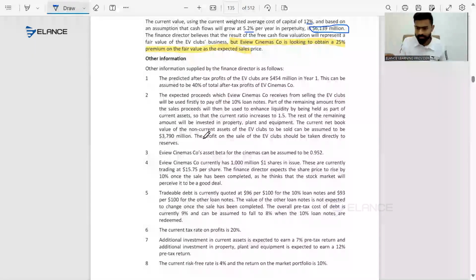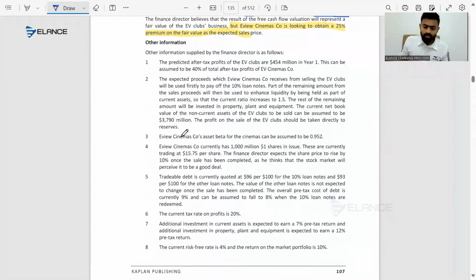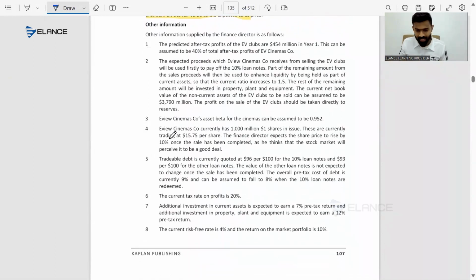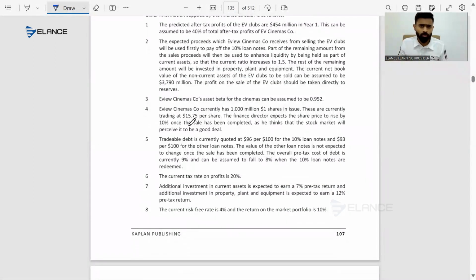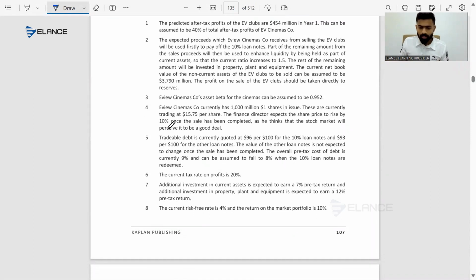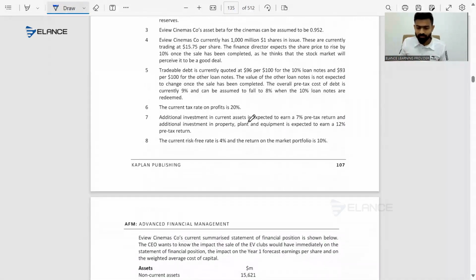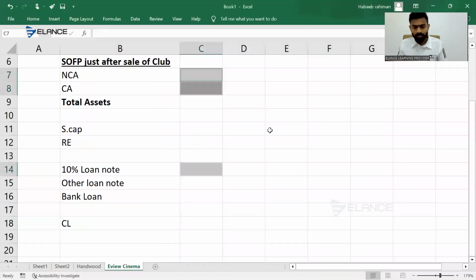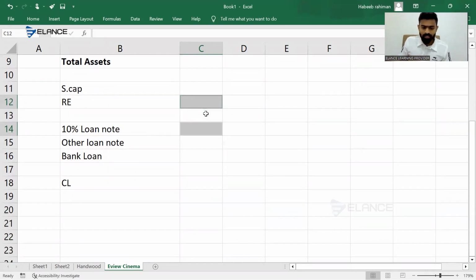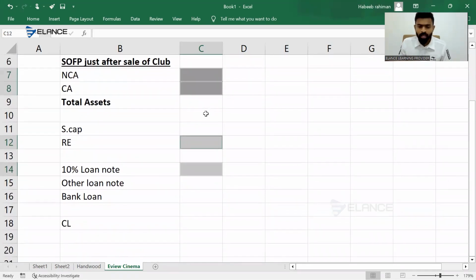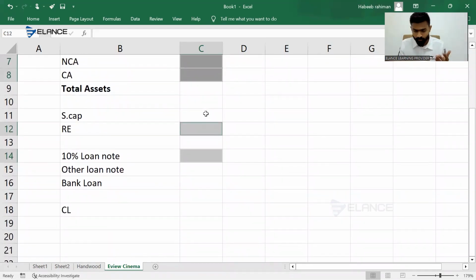Club doesn't have a current asset as they didn't mention it. This is their beta. Beta is useful for WACC calculation, and for WACC calculation we require VE and VD. And the additional investment is this much. Plus, definitely they will have a profit through sell-off. It has to be taken. Whether or not it's mentioned, we have to take the profit. Any profit, we have to take into the retained earnings. So these are the figures that are going to be affected due to the decision to sell off.